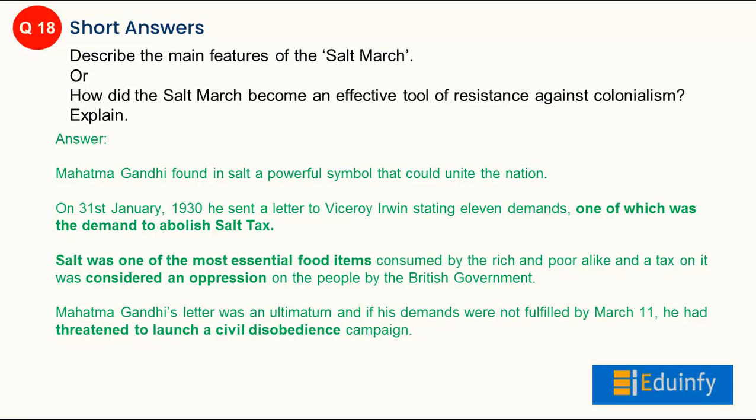Mahatma Gandhi's letter was an ultimatum, and if the demands were not fulfilled by 11th March, he had threatened to launch a civil disobedience campaign.